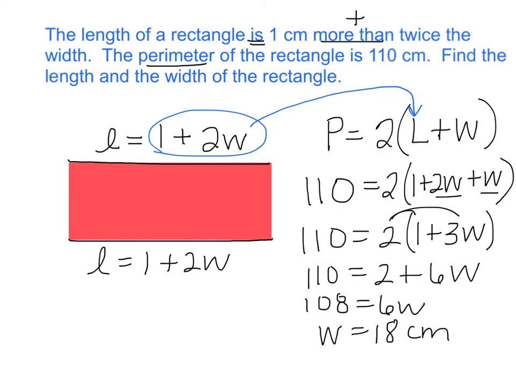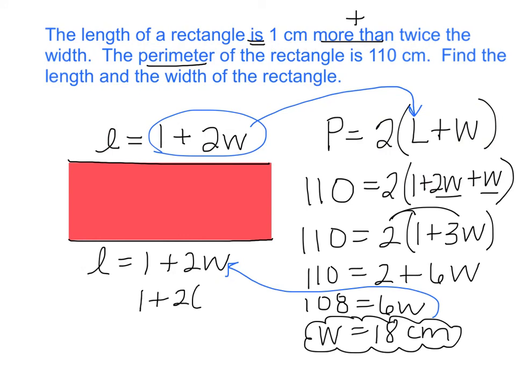Now, this is all fine and dandy, but I didn't ask you to solve for the width. I asked you to solve for the length and the width. If you look at your last sentence, find the length and the width. Well, if I know that my width is 18 centimeters, at this point, I can take that 18 and come in here and plug it in for width. If I know that W is 18, instead of 1 plus 2W, I can do 1 plus 2 times 18.